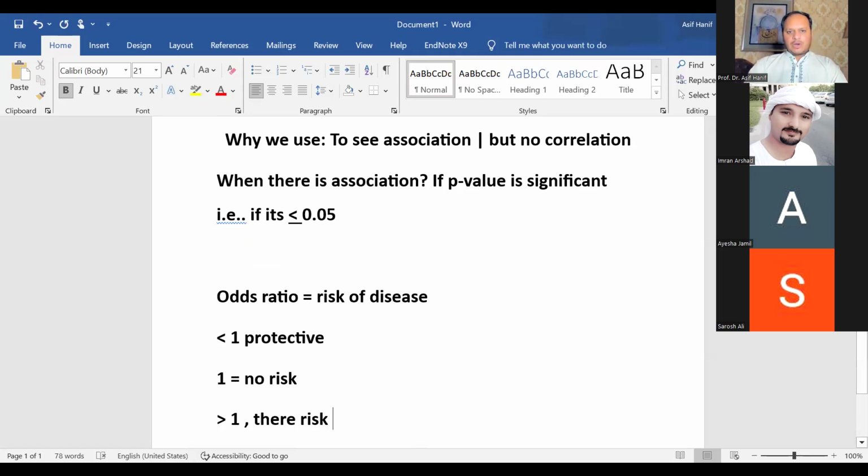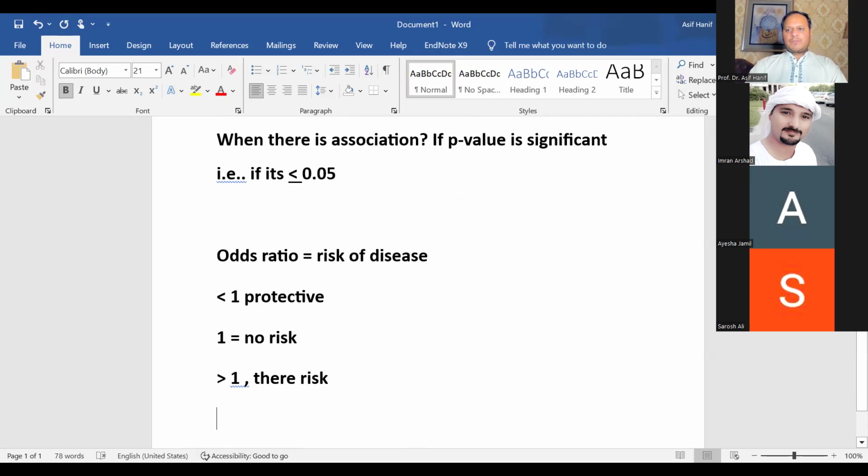But along with all these things, we need to see the p-value as well. If p-value is significant, this odds ratio will be a significant contributor, and that p-value will be from the chi-square test. Remember, the p-value for odds ratio is never calculated. There are certain errors that we make, and whenever we review any article or any student, we say calculate p-value based on odds ratio. It is never calculated for odds ratio.